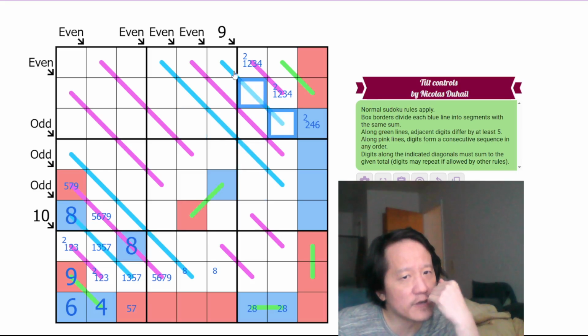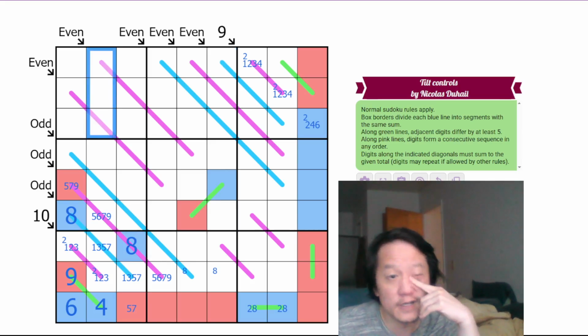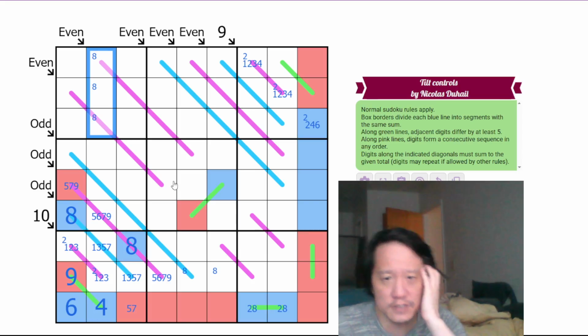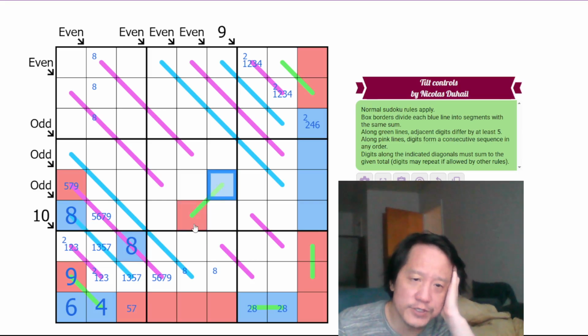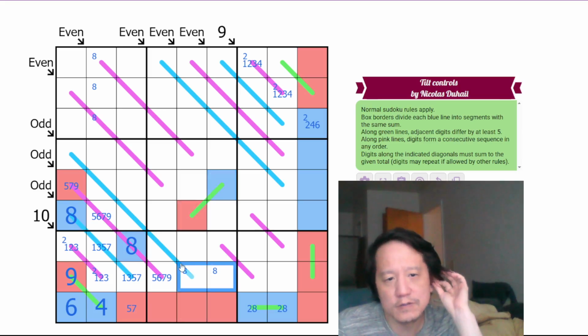These two digits have to add up to what that digit is, but we don't have as many restrictions. 8 has to be one of these three digits. We don't have any information here, unfortunately.